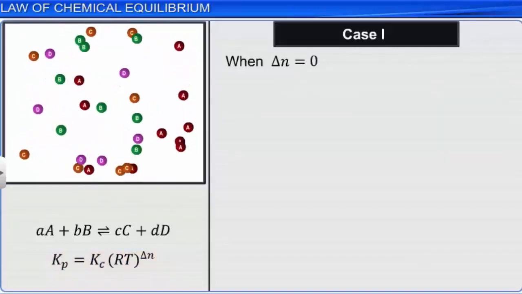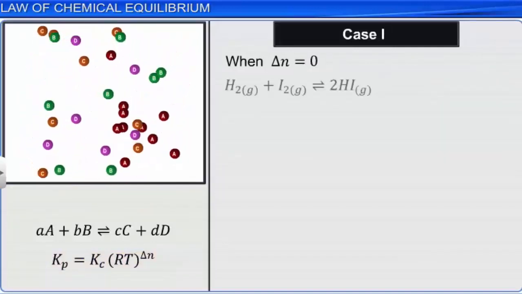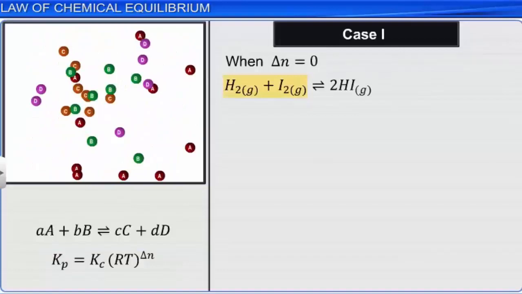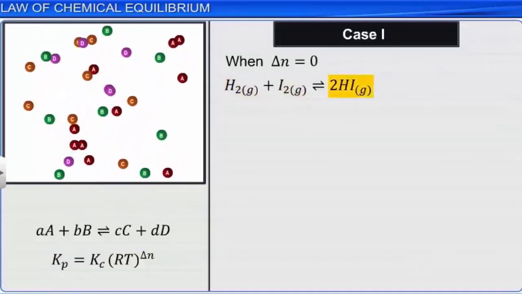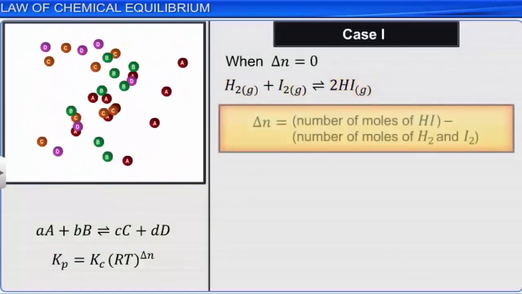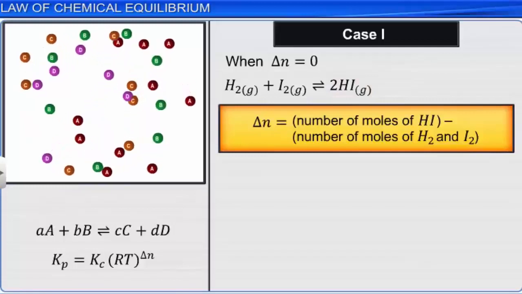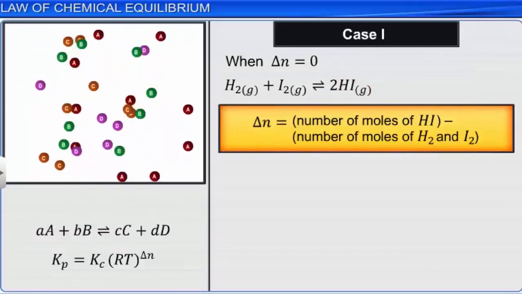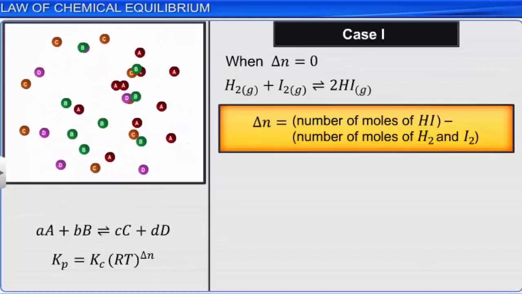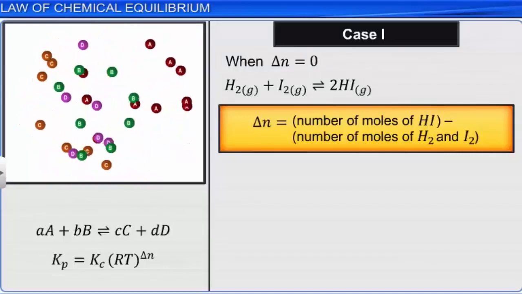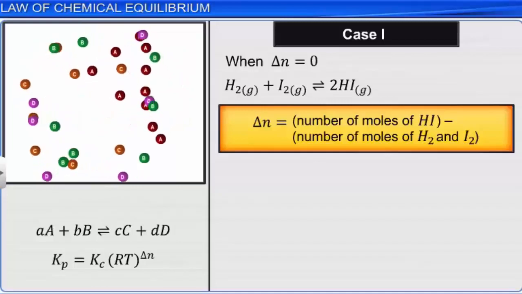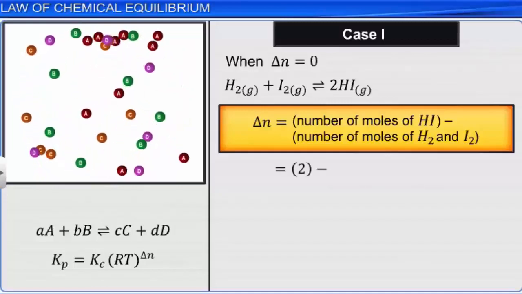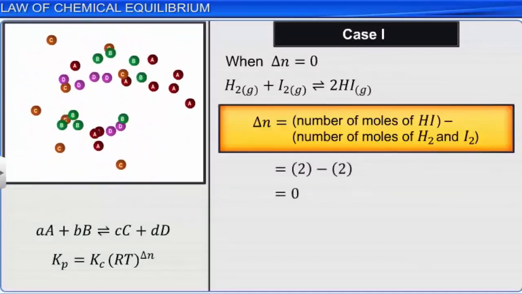When delta n is equal to 0. Consider the reversible reaction of hydrogen and iodine that gives hydrogen iodide. For this reaction, the difference in the number of moles, delta n, is equal to the number of moles of hydrogen iodide minus the number of moles of hydrogen and iodine, which is equal to 2 minus 2, which is equal to 0.